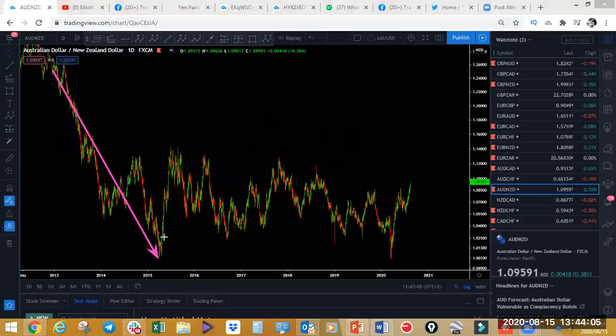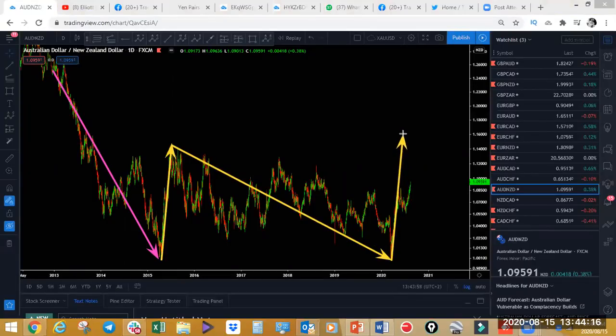We've made a pullback here like that. This has been the correction since 2013, and we've now broken out of that correction. We're going with this move. This is why I'm saying keep buying Aussie New Zealand up to about 1,500, 1,600. Internally, if you look at the structure, you'll see a clear 3 waves down, a clear 3 waves up, and a clear 3 waves down. That is an internal WXY structure there.